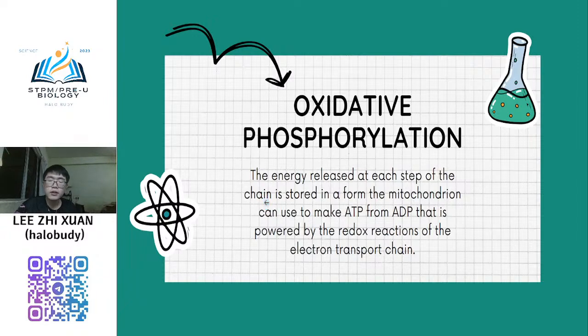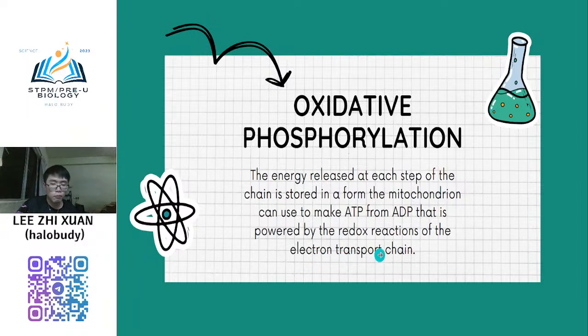So in the electron transport chain, it will release energy. So what form of energy? Later we will see it. Dia akan release energy, so that the ADP can use that energy to phosphorylate to form ATP. So this energy is powered by the redox reaction of the electron transport chain.